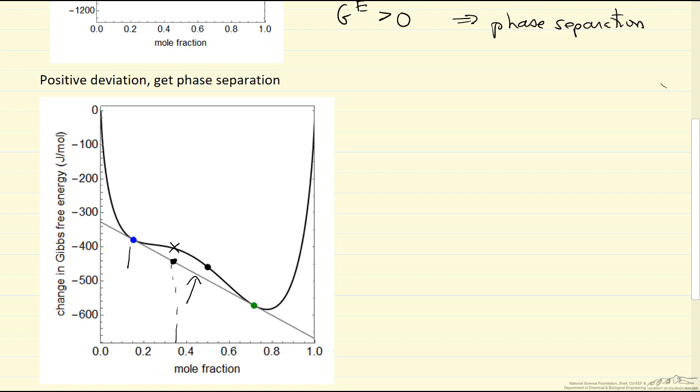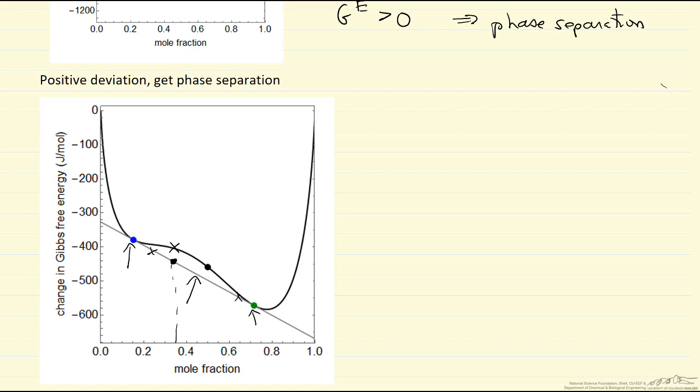We take a linear combination of these two phases, and we can use the lever rule to determine how much we have of each phase. If we are over here, of course, it's mostly the phase represented by the blue dot, and if it's over here, it's mostly the phase represented by the green dot.